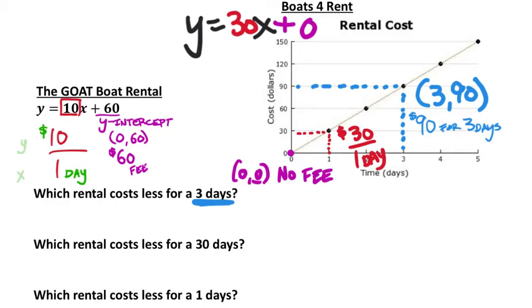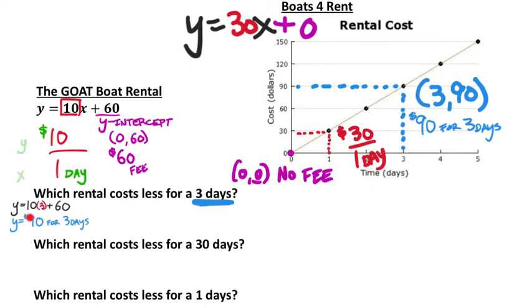All right, well, that's nice, but how about the GOAT Boat Rental? Well, for this one, let's look at the work here. Okay, so I'm going to go back to the original equation. y equals 10x plus 60. Okay, so right here on the left, that's the GOAT Boat Rental. Now we're looking for 3 days. x is number of days, so I'm going to replace that x with how many days it is, 3. And this will tell me the cost. And when I put this into my calculator, it tells me that the GOAT Boat Rental, that's the y value, that's the cost. I just put this in my calculator, 10 times 3 plus 60, boom, I get $90. Again, that's $90 for 3 days of rental.